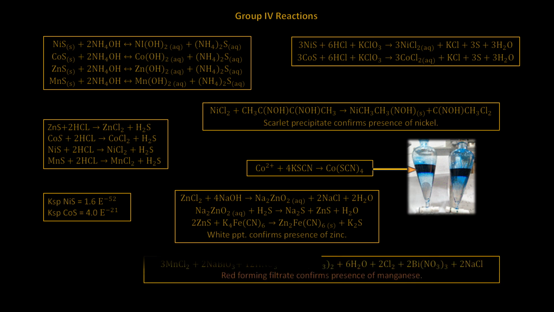To the other precipitate, add 2 drops of concentrated nitric acid, 4 drops of water to bulk it up, and a trace of sodium bismuthate, sorry for the pronunciation, as an indicator. This will dissolve the manganese as a nitrate. A red-colored filtrate will confirm the presence of manganese.